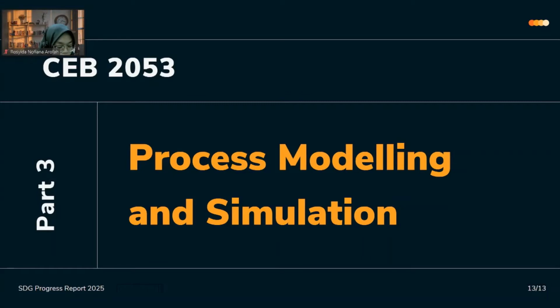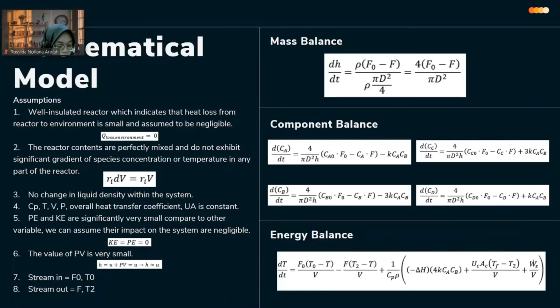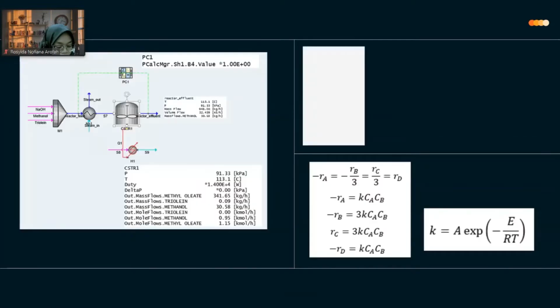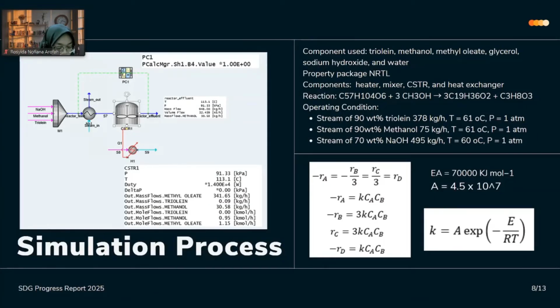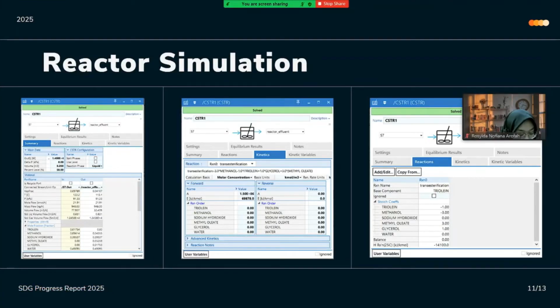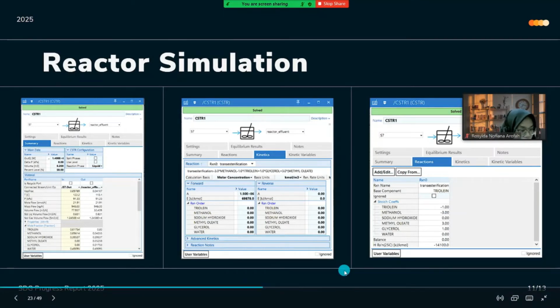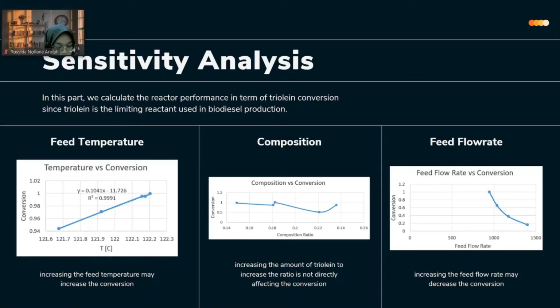Okay, so for the process modeling and simulation, we have to make the mathematical model for the reactor system. Here, we assume some parameters as stated. So we can obtain the model of mass balance, component balance, and energy balance as shown. After that, we simulated using a simulation program with parameters as follows, and the rate of reaction is considered elementary. So this is the result of the simulation of the reactor, and from this we need to determine the deviation error in comparison to the manual calculation. For the sensitivity analysis, we calculate the reactor performance in terms of triolein conversion, and the result is as follows.